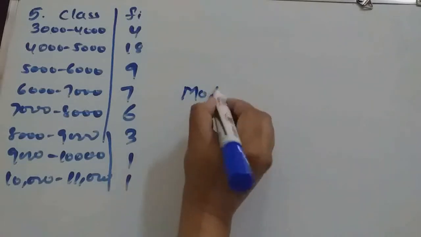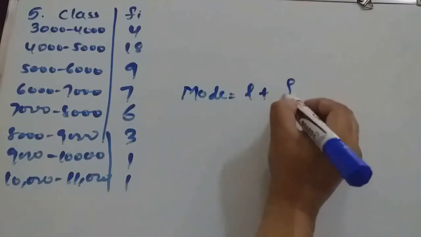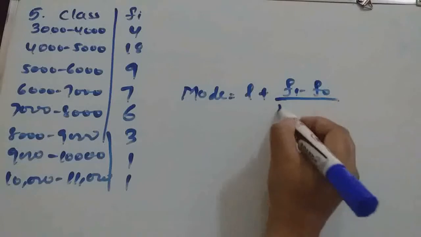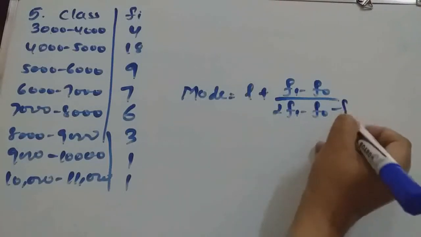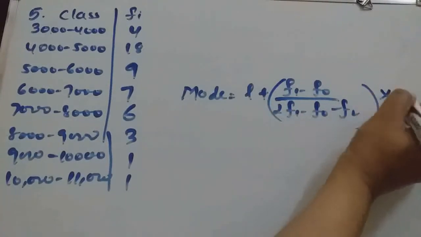Question number 5 gives the number of runs scored by some top batsmen of the world in one-day international cricket matches. We have to find the mode of the data, only the mode. Here we know the mode formula is L plus (F1 minus F0) divided by (2F1 minus F0 minus F2), into H, isn't it?